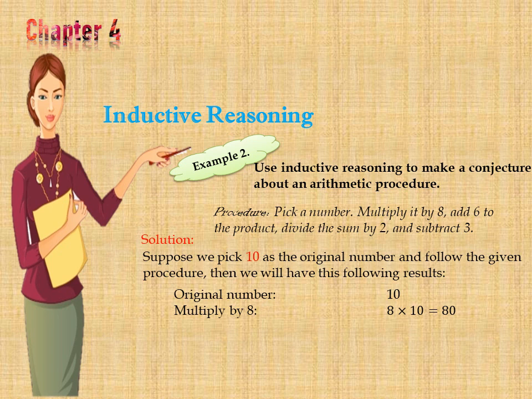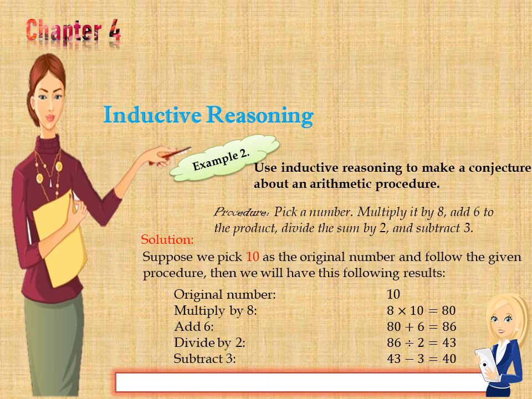And then next is we add 6 to the product. So we have 80 plus 6. This will give us 86. Next is we're going to divide the sum by 2. So since the sum is 86, we divide it by 2. This will give us 43. And then we subtract 3 from 43. So this will give us 40. Hence, we started with 10 as our original number and got a final result of 40.